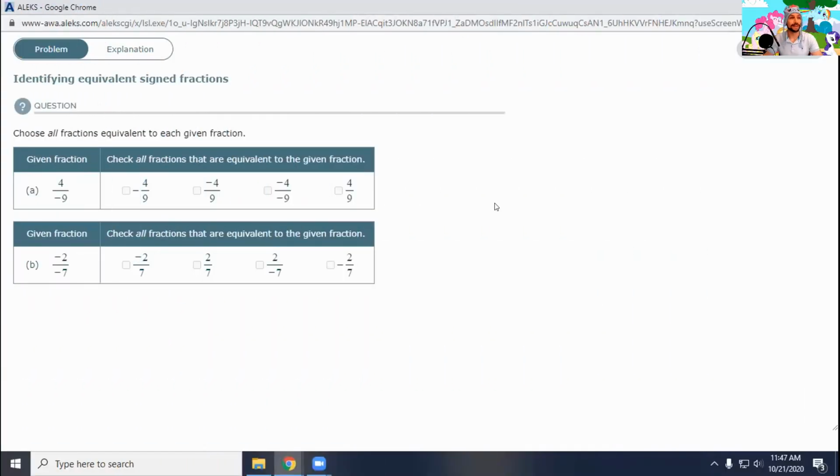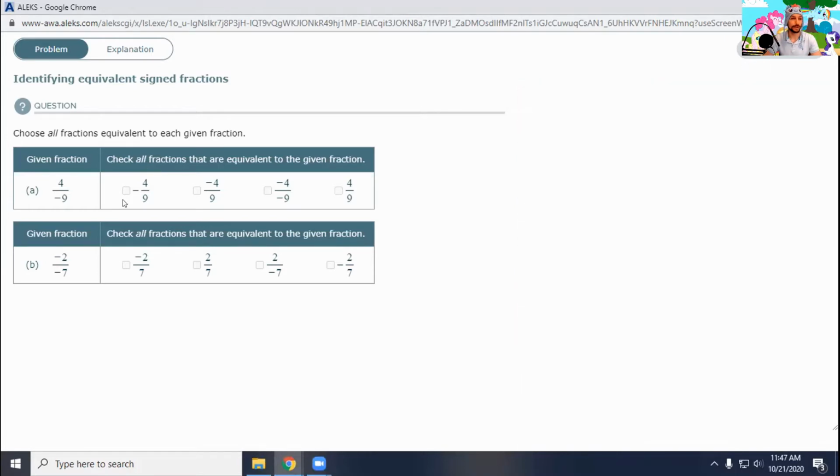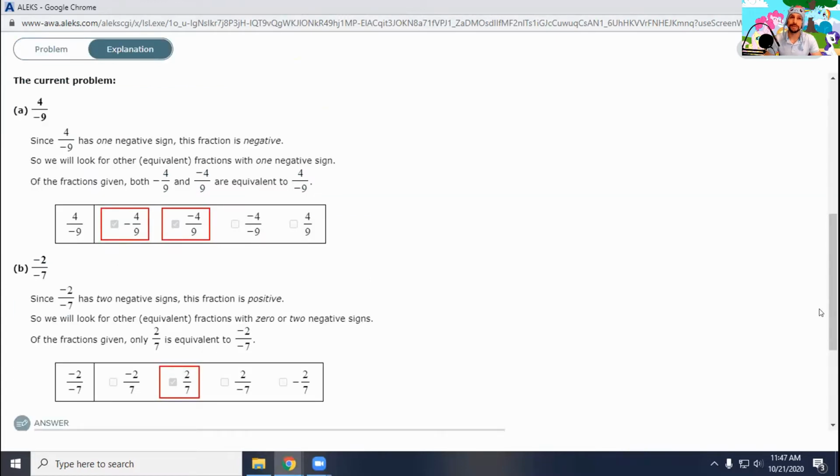All right, we're here in ALEKS. We are identifying equivalent sign fractions. Now, this may look intimidating because, of course, anything with fractions can look intimidating. But if we look at the explanation, we'll notice that there's actually very little about the fractions themselves. We're really just focusing on the negative signs here.